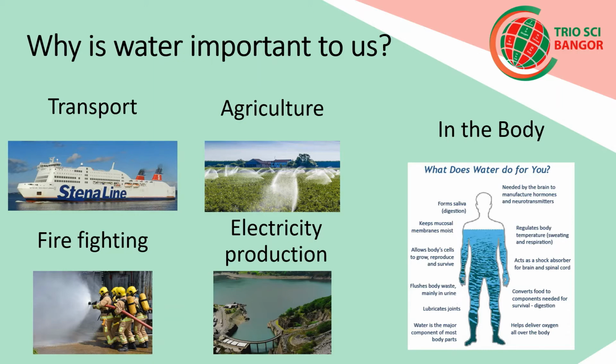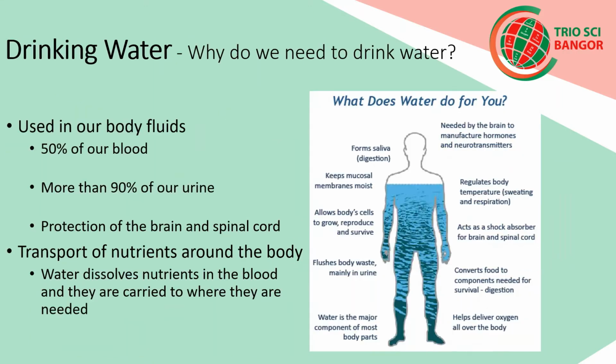Here's what we've chosen. We've chosen just a few examples of how water is used in today's society, from the traditional uses of agriculture and transport to firefighting and energy production. The most common use that first comes to many minds is drinking water. But what does our body need water for? It's used in so many ways, as you can see on the right hand side of the slide here.